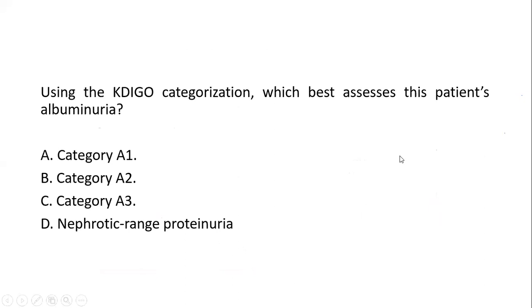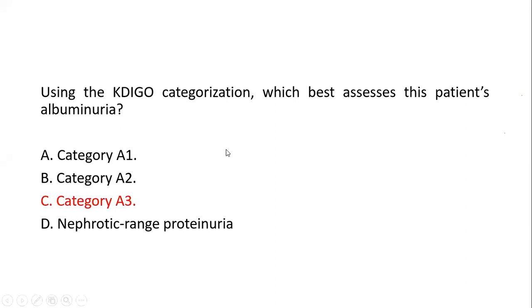So now coming back to this patient, you have to assess whether it's mild, moderate, or severe. Yes, Rifat, C, severe. Anybody else? Anybody think it's A2? His albumin to creatinine is 400 milligrams per gram. It's more than 300, right? So it's a category 3, as Anirudh and Abdul Rashid and Rifat have very well said. So it's category A3.